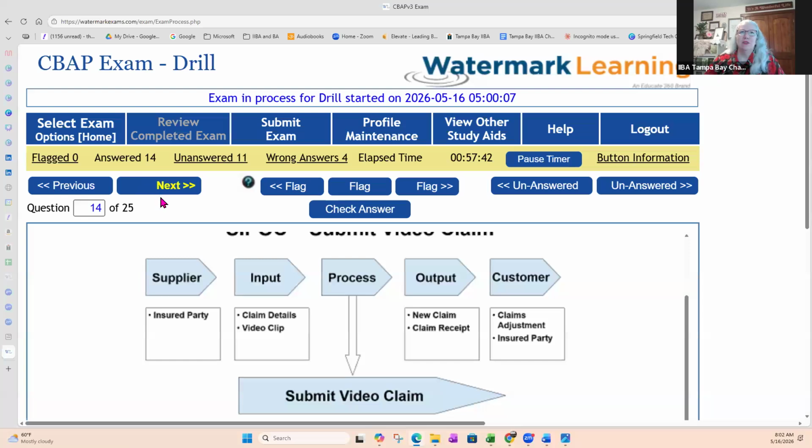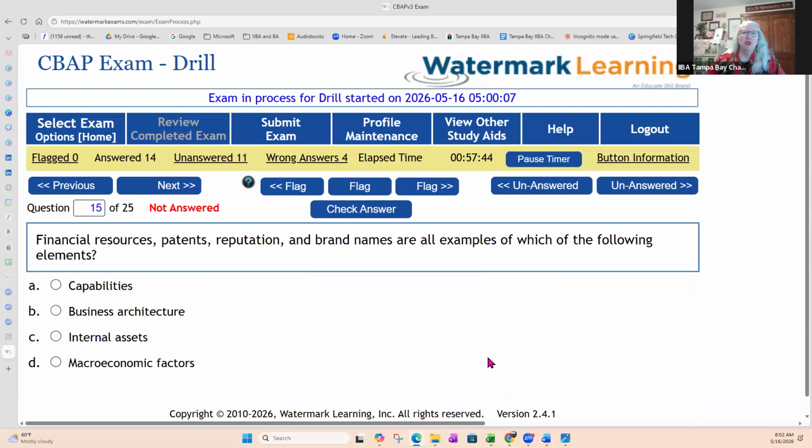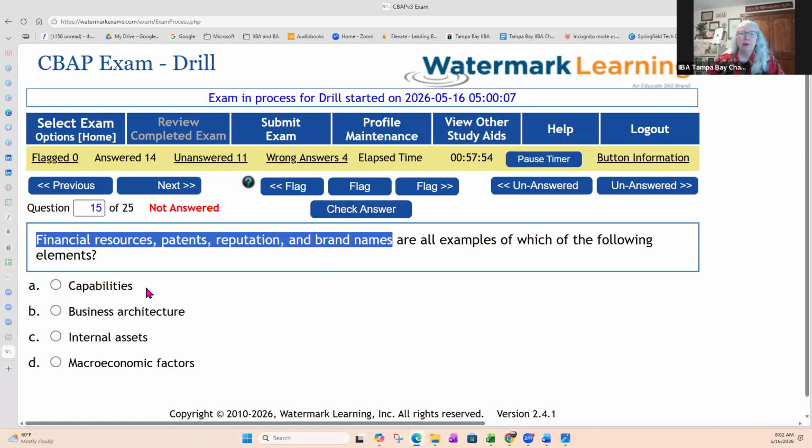All right, next question. Financial resources, patents, reputation, and brand names are all examples of which of the following elements? So this is what we're looking at. Are these capabilities, business architecture, internal assets, or macroeconomic factors? What can we eliminate?